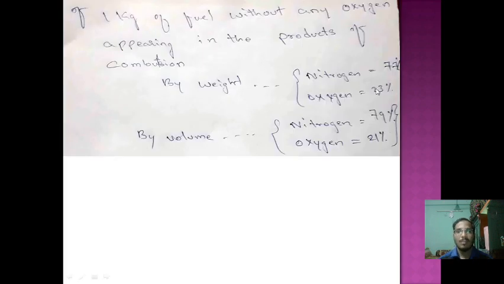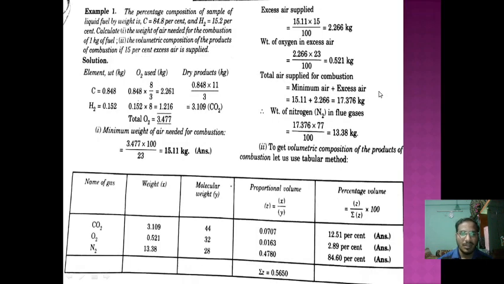Here the oxygen percentage for calculating the weight, we are using 23. Here we are using 21. Like this, these percentages we are using here. And if we are converting that percentage, you know already, 23 by 100.